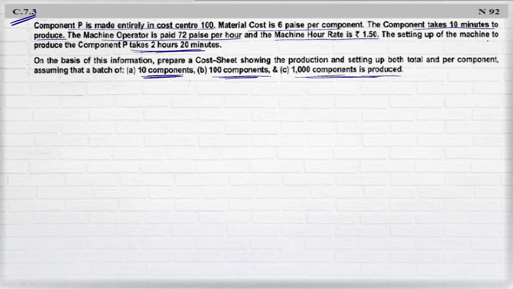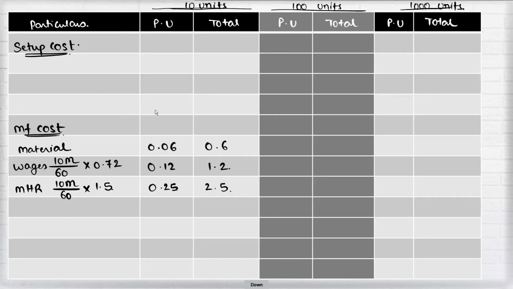The setting up of the machine to produce the component P takes 2 hours and 20 minutes. Please understand. During setup, you will require additional material. No. During setup, will you require a worker? Or the setup will happen automatically? No. You will require a worker whom you are paying 72 paisa per hour.